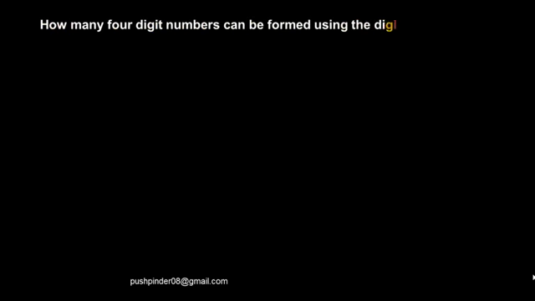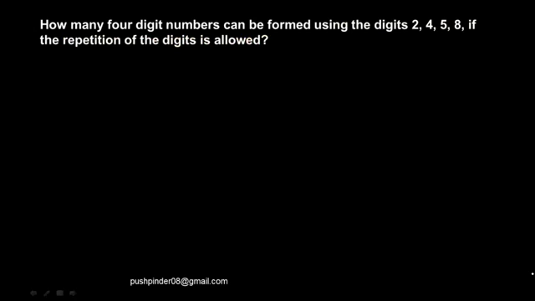Fine. So let's see this question. In how many ways can a 4-digit number be formed using the digits 2, 4, 5, 8 if the repetition of digits is allowed? So over here repetition of digits is allowed, and a 4-digit number has to be formed using 2, 4, 5 and 8, which means you can use these digits any number of times you want.